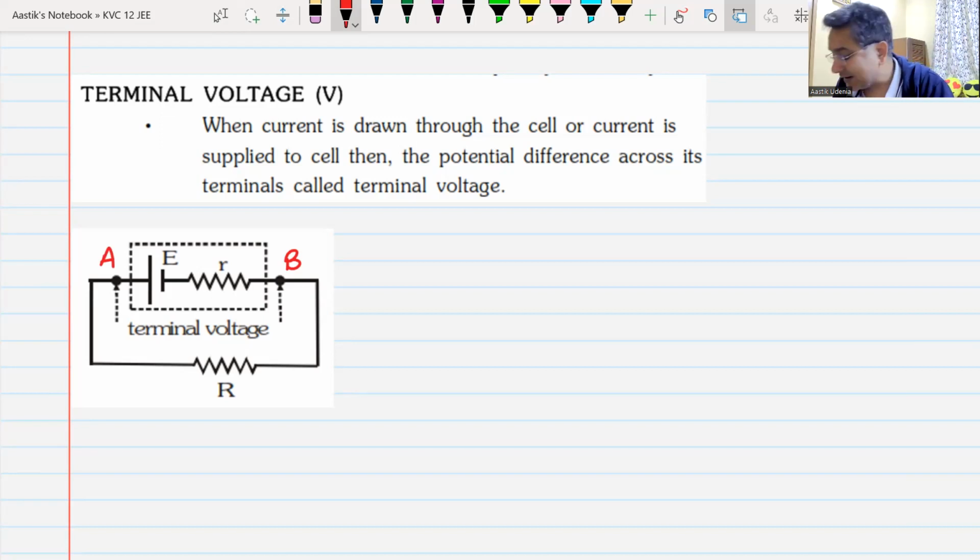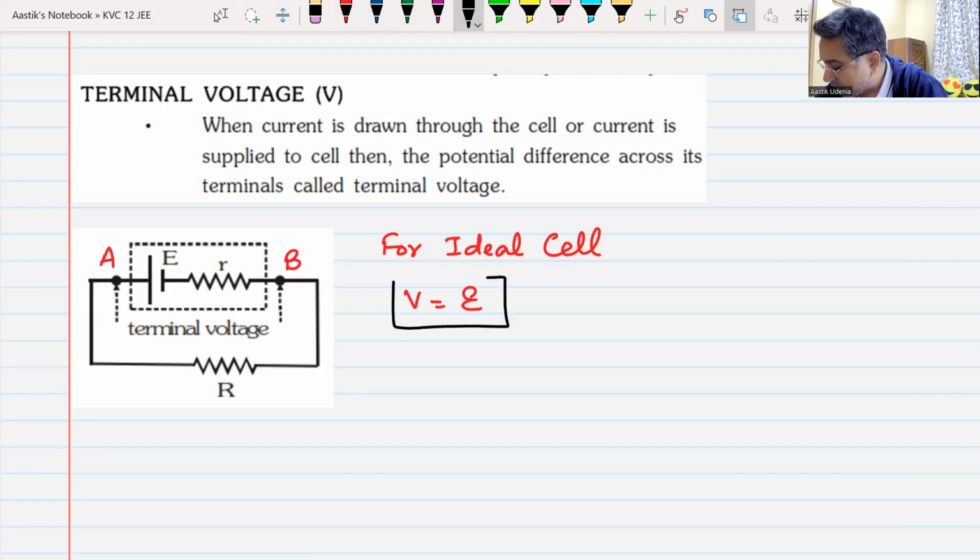when the battery is connected. Now remember, for ideal batteries, for an ideal cell, this terminal voltage V is always equal to the EMF E, whether the cell is connected or whether the cell is disconnected. Do we remember this? I'd already told you.